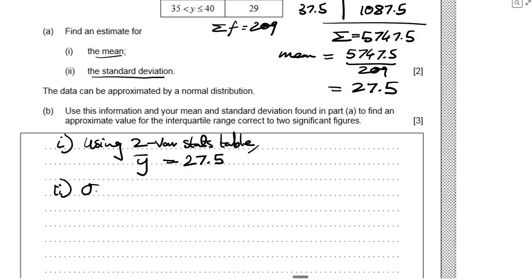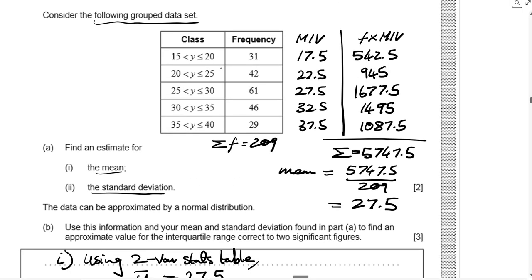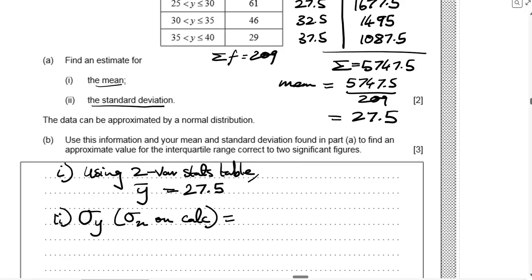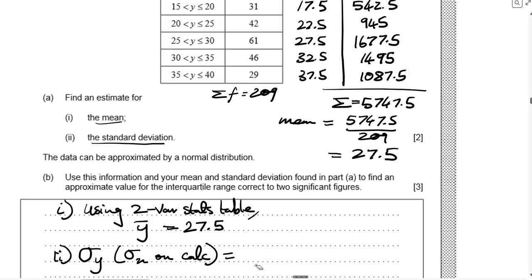And now I have to find the variance, sorry, the standard deviation. And so again, the standard deviation of y is equal to the standard deviation of x on our calculator, which is on calc is equal to our 7.07. Okay, it turns out I did do it wrong.